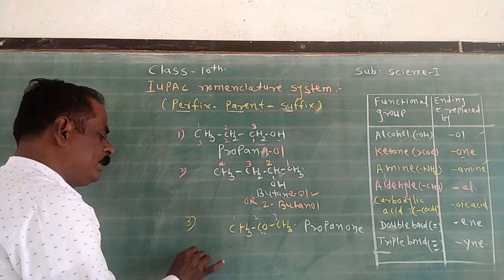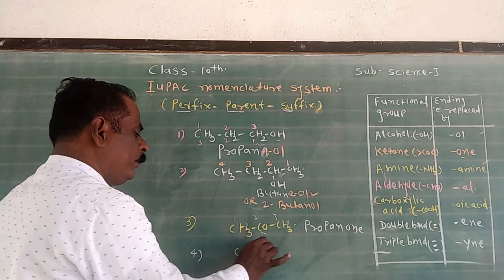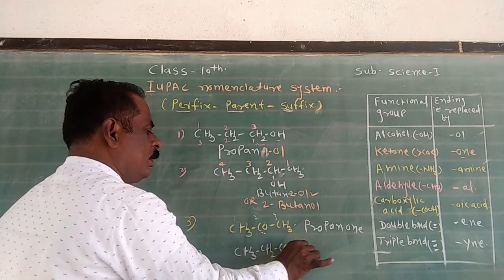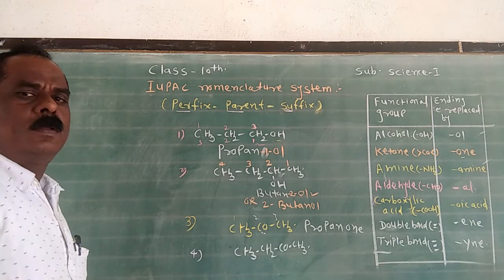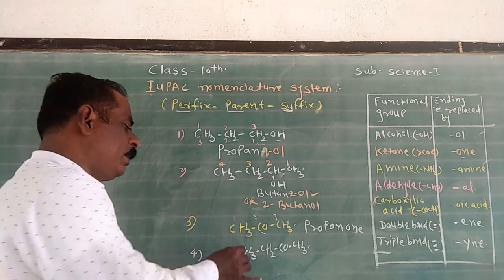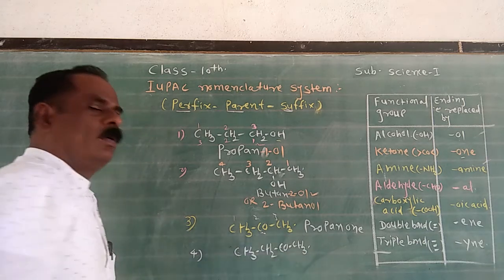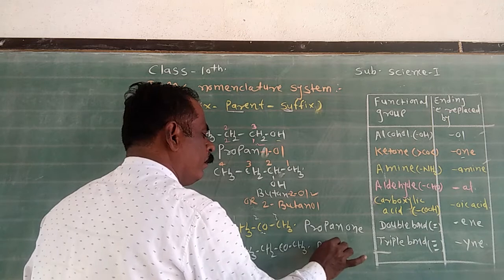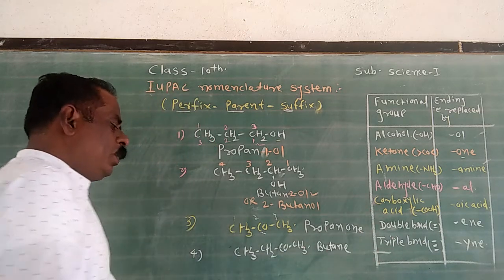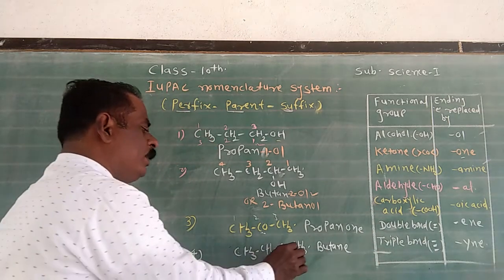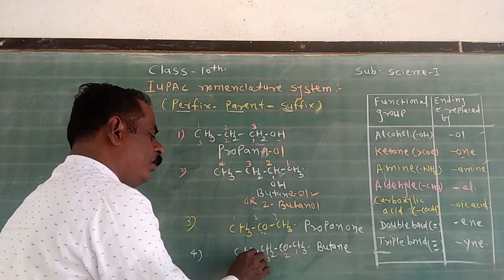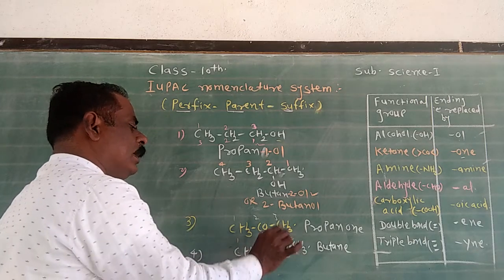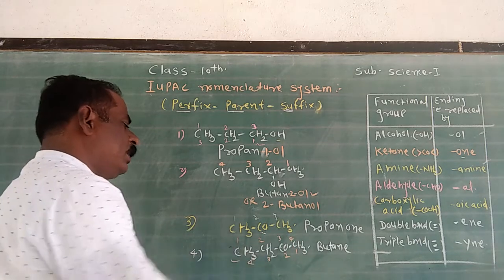Fourth example: CH3, CH2, CO, CH3. Count the number of carbons present here: 1, 2, 3, 4. Parent name is butane. Then give the number to the carbon atoms from this side: 1, 2, 3, 4. If you number from the upper side, the CO group gets the larger number. Therefore, which is correct? The lowest is correct.